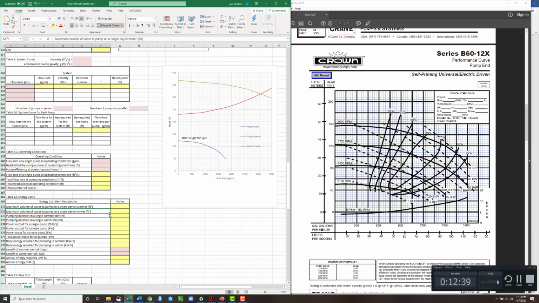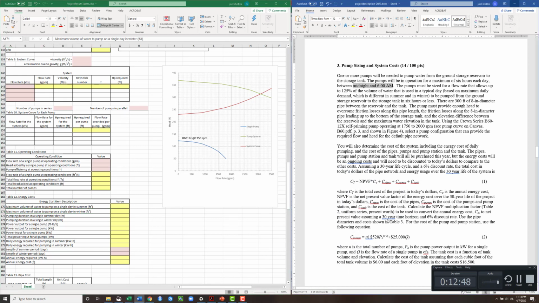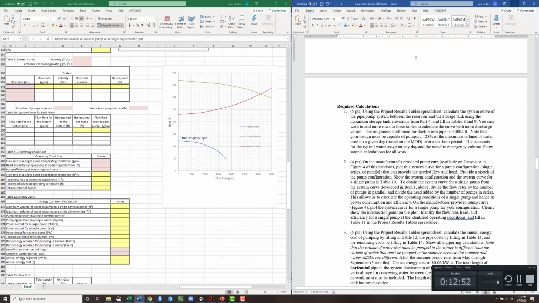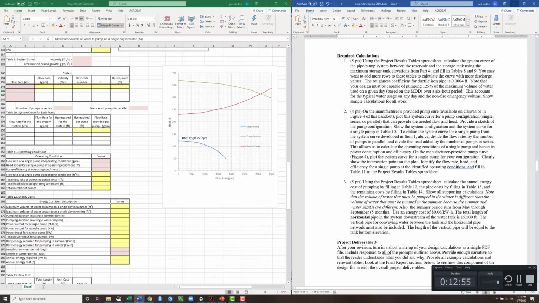So we're going to basically add the number of days we have in the wintertime, and we define that in this document. I think we say there's 5 months in the summertime, and then the wintertime would be the 7 months that are not summer. And so we're going to say, okay, what's the maximum volume? That would be the maximum daily demand in wintertime, maximum daily demand in summertime.